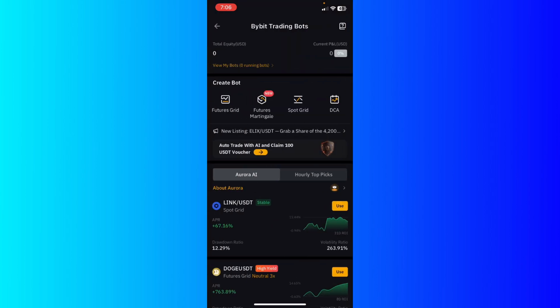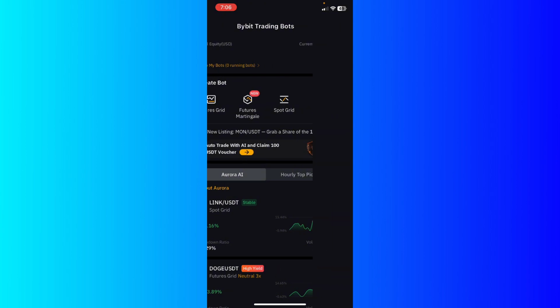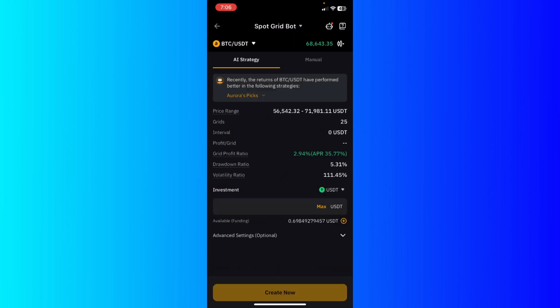So I'm gonna go back right here, and you have the spot grid, which is my favorite. Basically, you're gonna trade on the spot for any cryptocurrency, and you can select the amount of money that you want to pay for. You have the minimum and you have the maximum. Just go ahead and select the investment money into that AI strategy, and basically they will buy it when the price goes down, and then they will sell when the price is up.